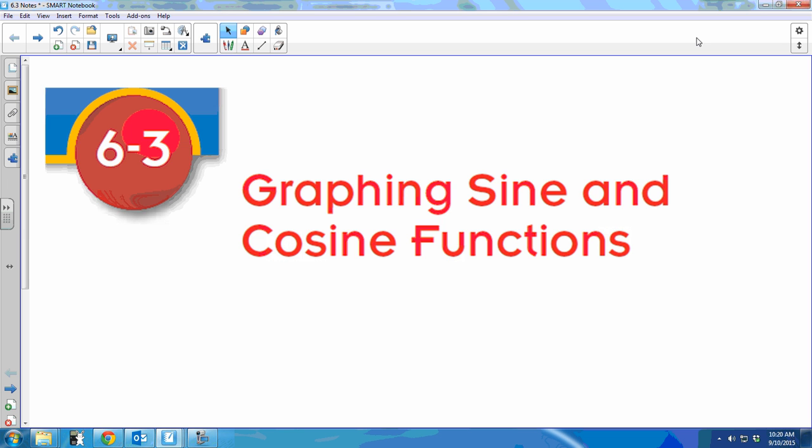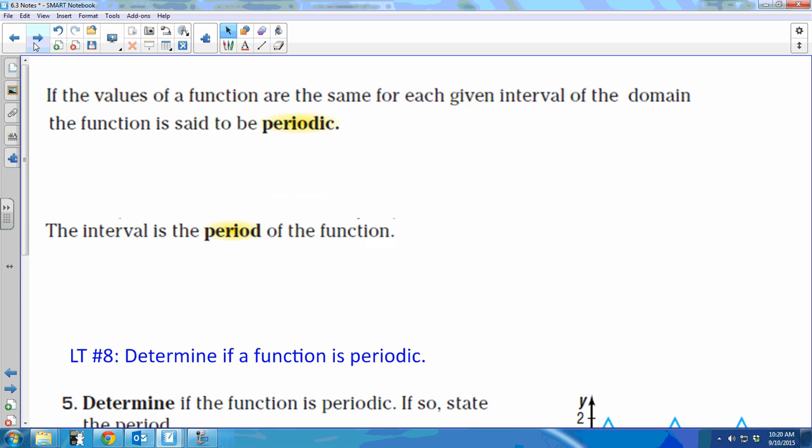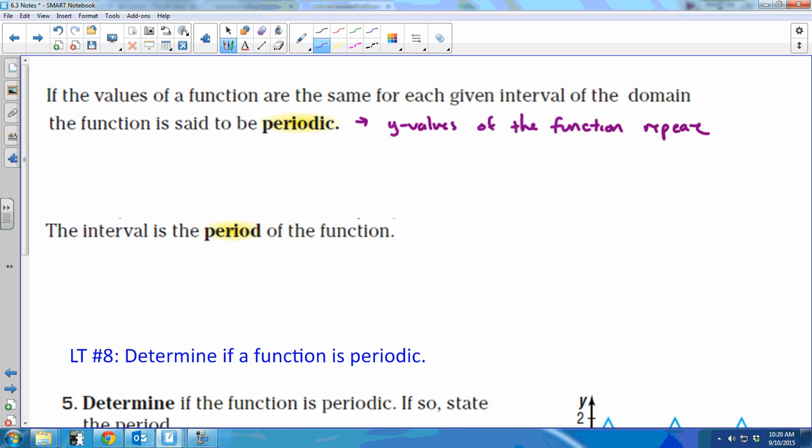First thing though is learning target 8. We're going to talk about periodic functions. Sine and cosine functions are periodic functions, and that means that the values of a function are the same for each given interval of the domain. That's a super fancy way of saying that the y values of the function repeat over and over again. A periodic function is just a function that repeats.